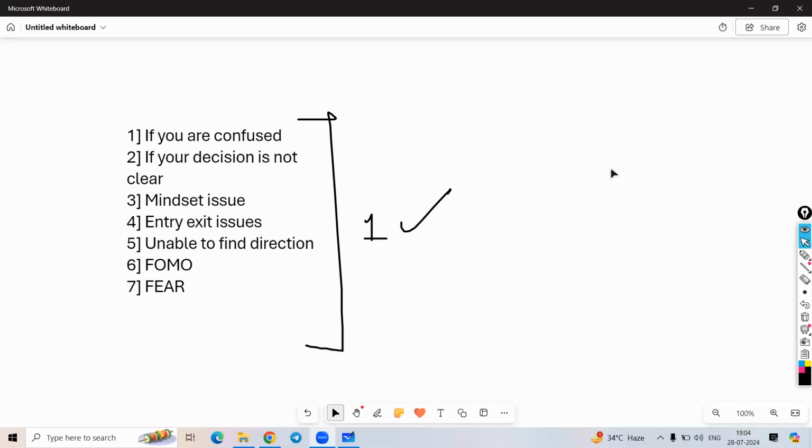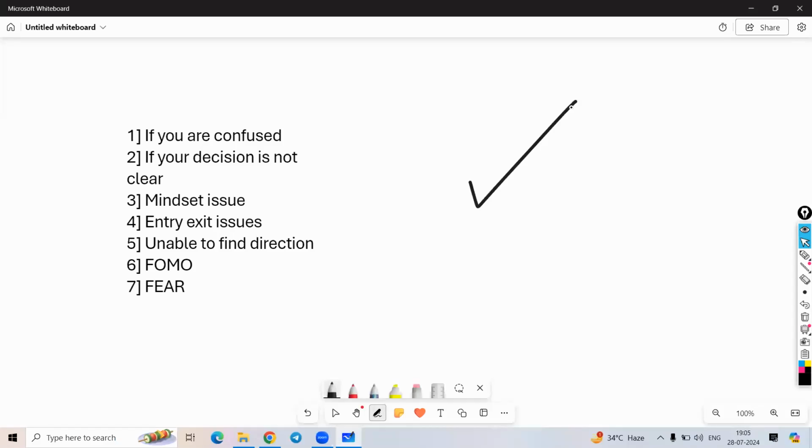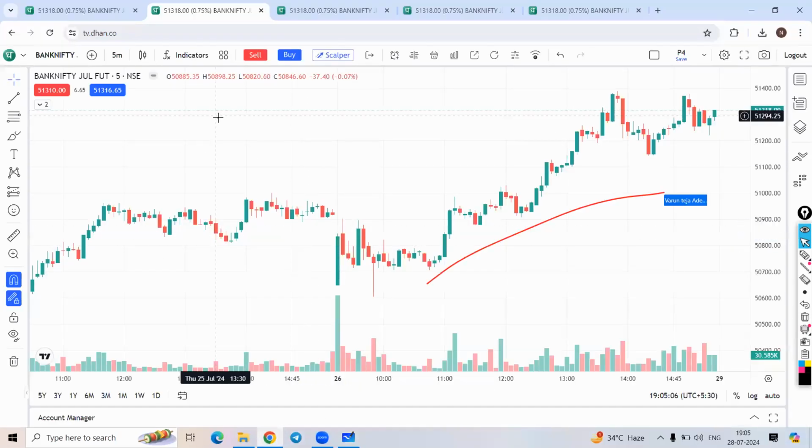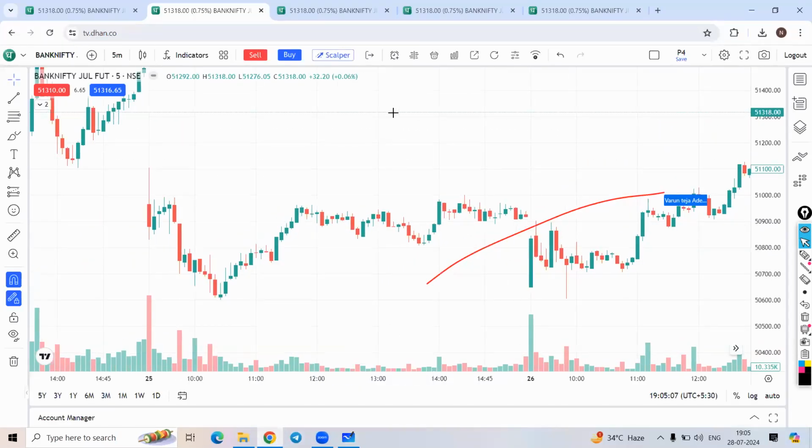So whenever you have this problem, do a simple task. I personally try to do it. Open a whiteboard or a plain white paper and have the chart opened and ready. So where is the confusion? Now, when it comes to chart reading, it's very important to understand a few things, about understanding the market and so on.